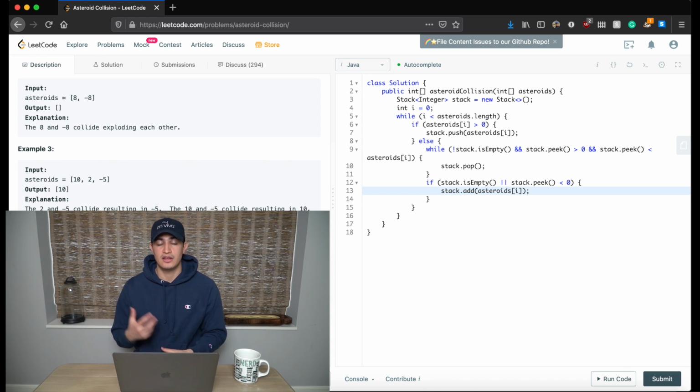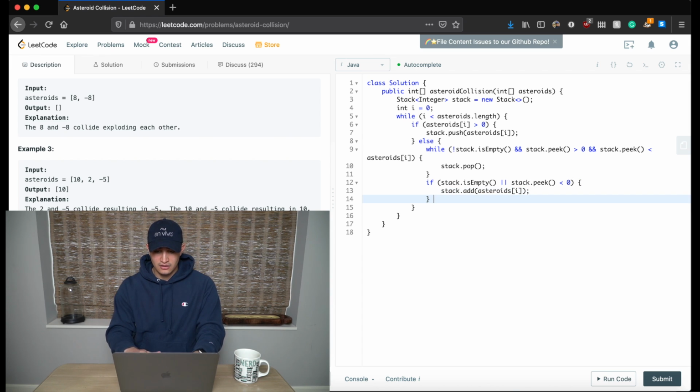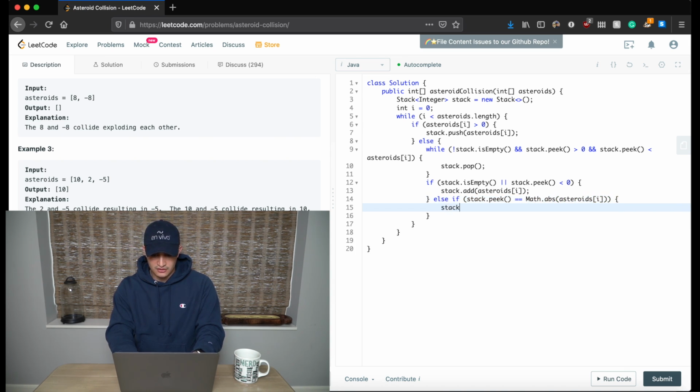So the way that we're going to do that is really just check if the values of those two asteroids are equal, right? And we need to ignore the negative sign that we currently have for the asteroid that's moving left. So we could just say else if stack.peek is equal to Math.abs of asteroids[i], then we want to say stack.pop, right? So again, that's going to say this asteroid's value, ignoring its sign, is equal to this asteroid that's about to collide with. Both of them need to be destroyed.